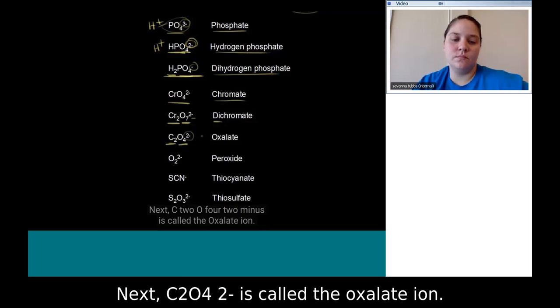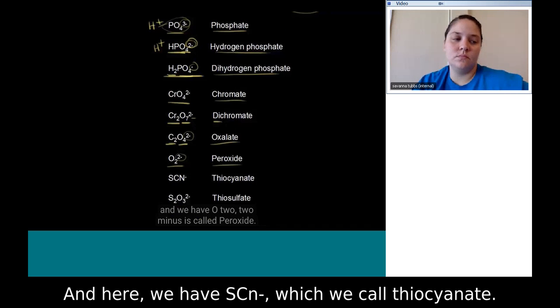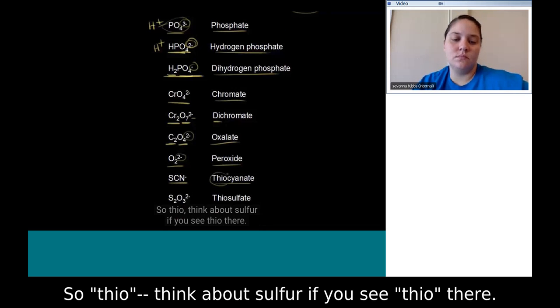Next, C2O4 2 minus is called the oxalate ion. And we have O2 2 minus, which is called peroxide. And here we have SCN minus, which we call thiocyanate. So thio, think about sulfur if you see thio there.